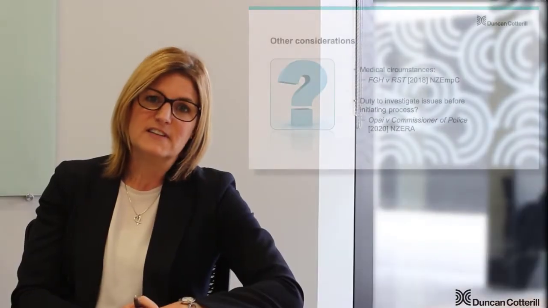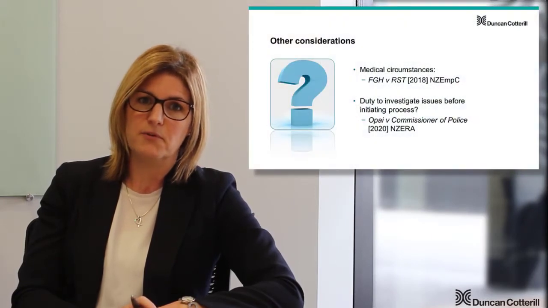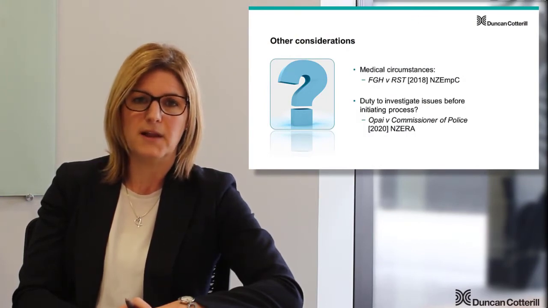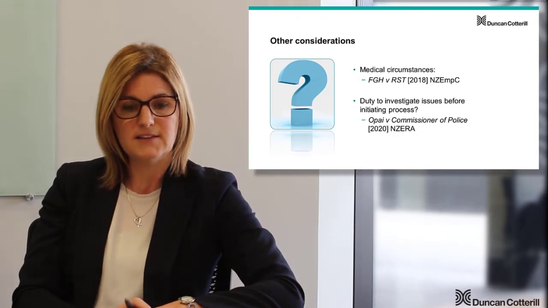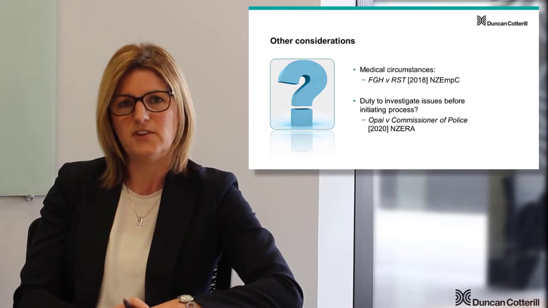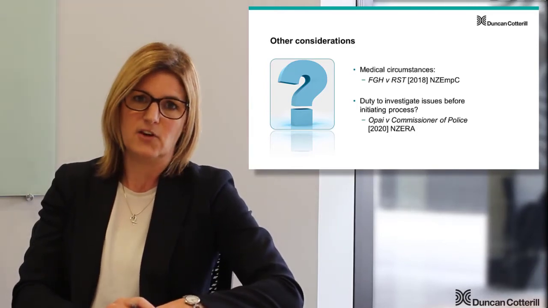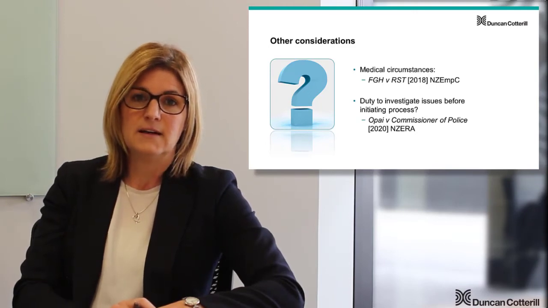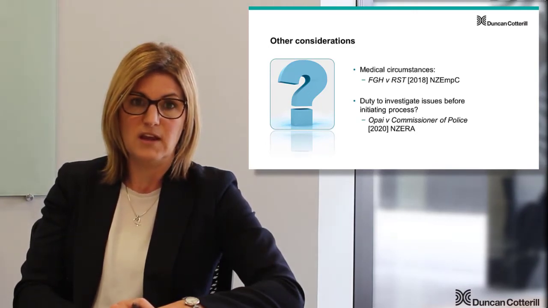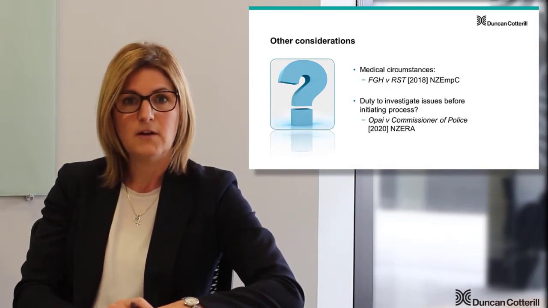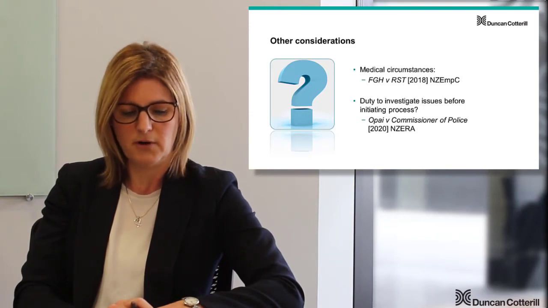Often there are other considerations to take into account when dealing with a performance issue. For example, medical circumstances may be contributing to an employee's poor performance in the workplace. An example of a case on the slide, the FGH and RST, which is an Employment Court decision from 2018, is an example of one of those situations. The employer in that case had performance concerns with the employee and was endeavouring to manage those performance concerns through a formal performance management process.